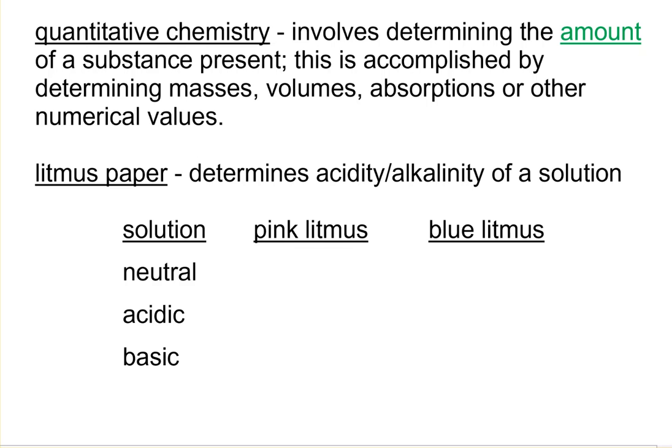We'll be using litmus paper in the qualitative part of our experiment. When you use litmus paper, you normally use one pink paper and one blue paper, because if you don't use both, you can't determine for sure where you are a lot of the time. Do note that this word alkalinity, alkaline, means basically basic. So know that those mean the same thing.